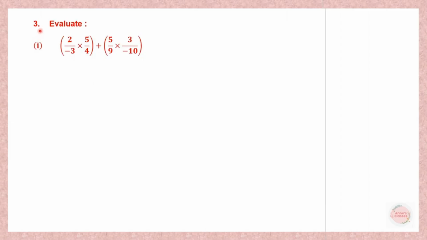Question 3, evaluate. That means we have to solve this. We have to solve what is within the brackets and add up the two answers. So let's begin by writing this question down first. We have 2 by minus 3 into 5 by 4, which is our first bracket, first group that we have here. In the next group, we have 5 by 9 into 3 by minus 10. So this also let's close.